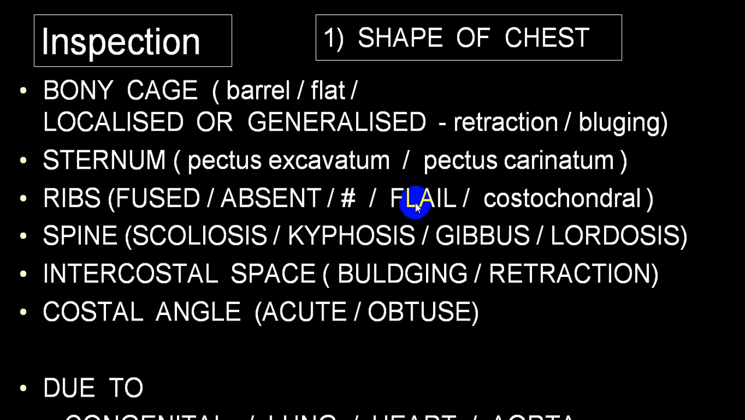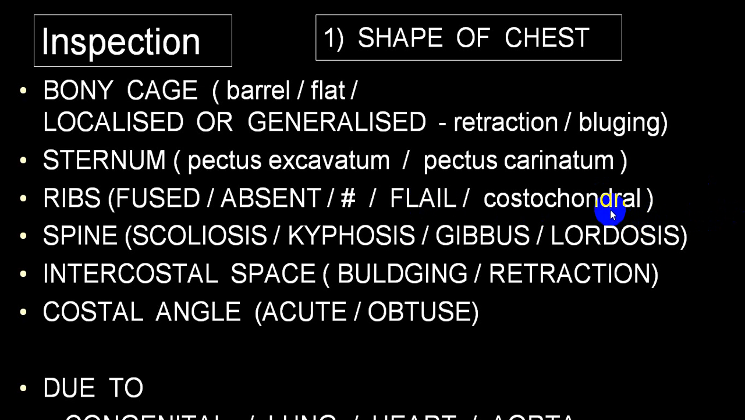Flail chest means the rib is broken in 2 or 3 pieces, and a portion of the broken rib will move in the opposite direction during inspiration. Normally during inspiration the chest expands, but in a case of flail chest, the broken part of the chest will move inside, and during expiration it will move in the opposite direction, that is, it will move out. This will reduce the lung compliance, the expansion of the lung. Hence, detection of a flail chest following a chest injury is very important, because it should be treated as early as possible.